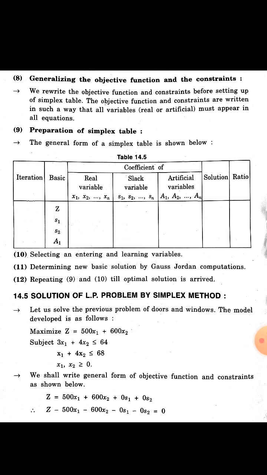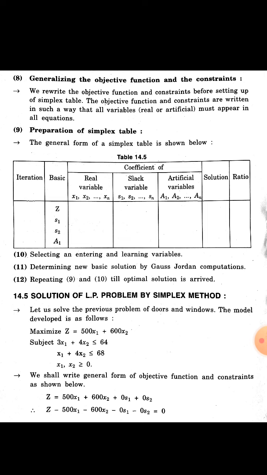The model developed in the last lecture for the simplex method is: maximize z equals 500 x1 plus 600 x2. Here 500 is for a door and 600 for a window, subject to 3x1 plus 4x2 less than or equal to 64, and x1 plus 4x2 less than or equal to 68. Here x1 and x2 are greater than or equal to 0. This is the model developed using linear programming.